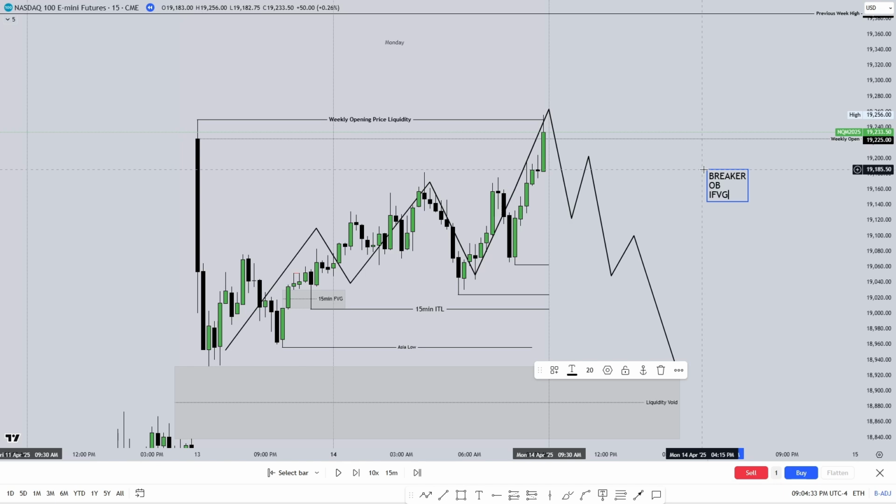Those are the three PD arrays that you can use to determine that there's been a shift in order flow, or what ICT traders refer to as a change in the state of delivery. And the change in the state is just when you're shifting from one model to the next. So I want to see that change in the state happen somewhere up here to get confirmation that we're entering a sell model to go lower.